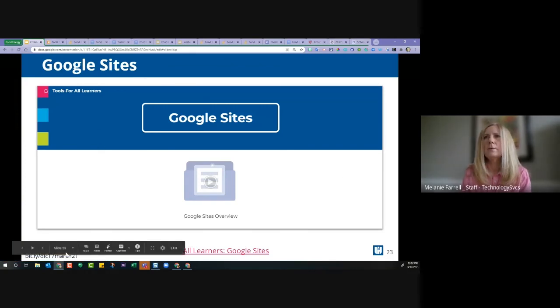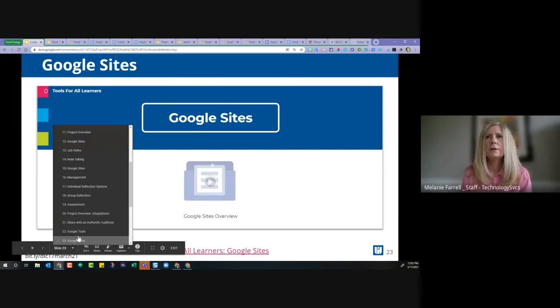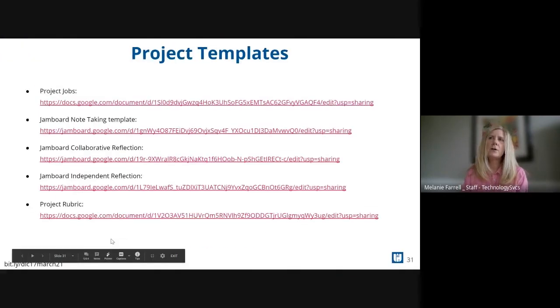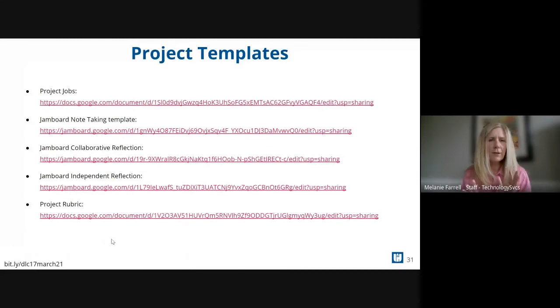So I am going to go closer to the end of our presentation. The last few slides are project templates. So everything that you've seen in this presentation today was created for you to grab and go and use as you want, change. There's some slides on how to create backgrounds for Google as well.